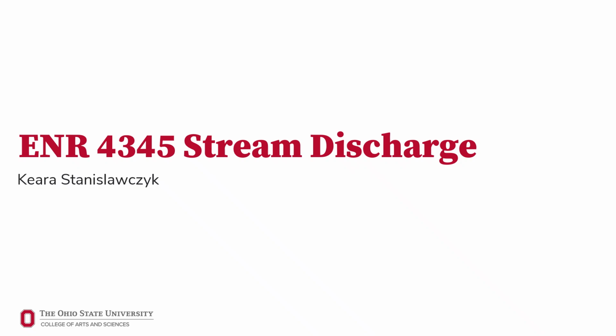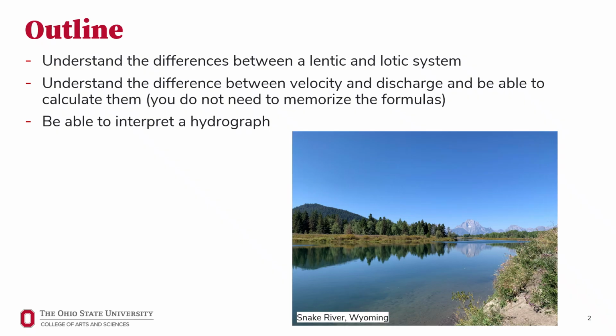This is the stream discharge lecture for ENR 4345, Methods in Aquatic Ecology course at The Ohio State University. In this lecture, you will first learn the differences between a lentic and lotic system. Next, I will define velocity and discharge, and you will learn the differences between these metrics, as well as how to calculate each of them. Finally, you will learn what a hydrograph is, how to read it, and how it relates to our class.